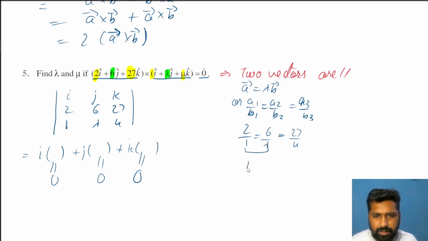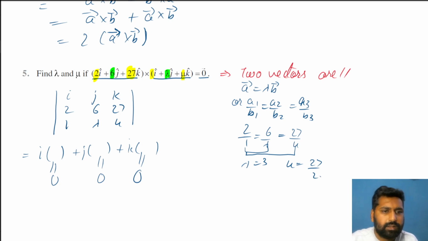Solve these two, you'll get lambda as 3. Solve these two, you'll get mu as 27 by 2. It's as direct as that. This is the short way, a faster way to do it. It's just that the concept is required: if the cross product is coming 0, the vectors are parallel. If the vectors are parallel, we can use the condition of parallel vectors, A vector is lambda times B vector, or the components are in ratio.